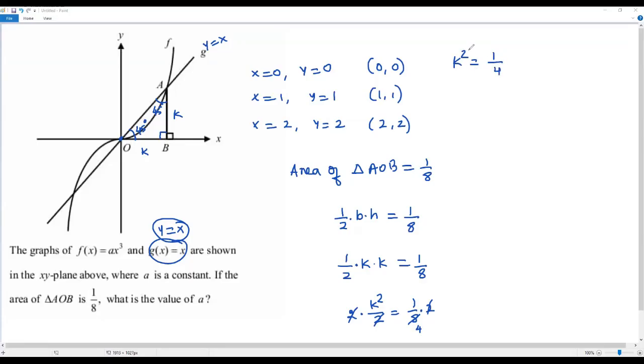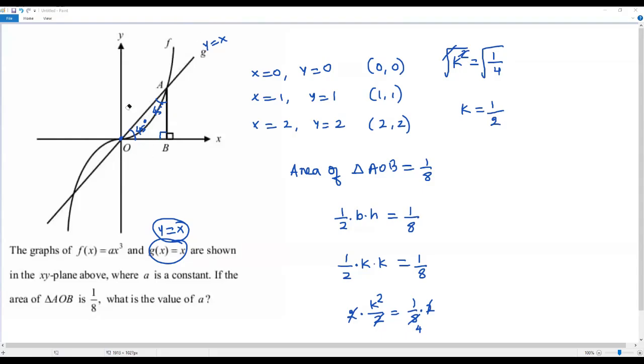Now to solve for K, we have to get rid of this exponent 2 over here. For that we have to take the square root on both sides. Okay, let me do it. On the left side, this square root and square will cancel. We just get K. On the right side, we have a square root of a fraction. When we have a square root of a fraction, we have to find the square root of the numerator and denominator. Square root of 1 in the numerator is just 1 and square root of 4 in the denominator is 2. Okay, now I got the value of K.